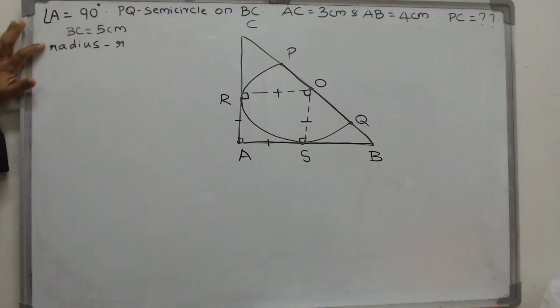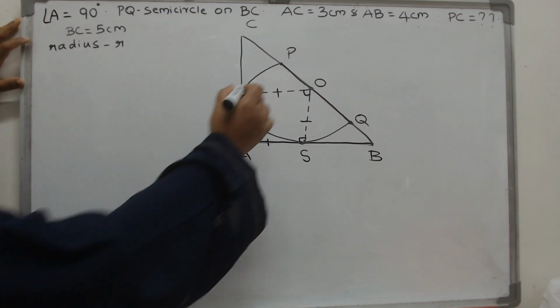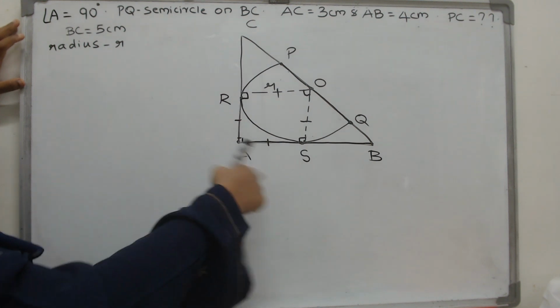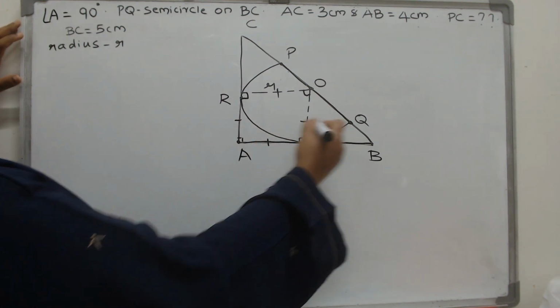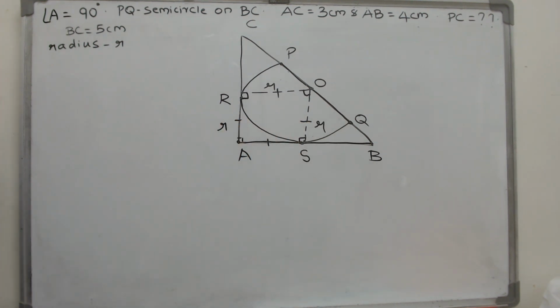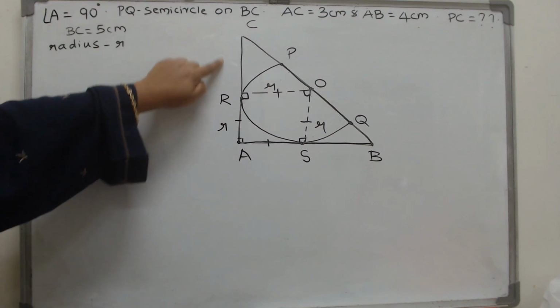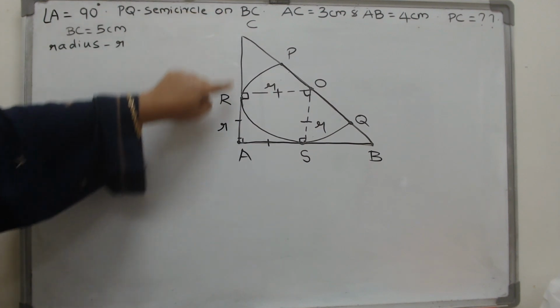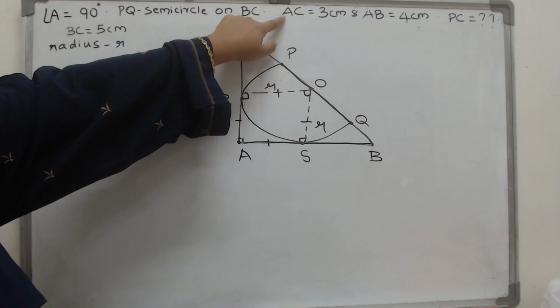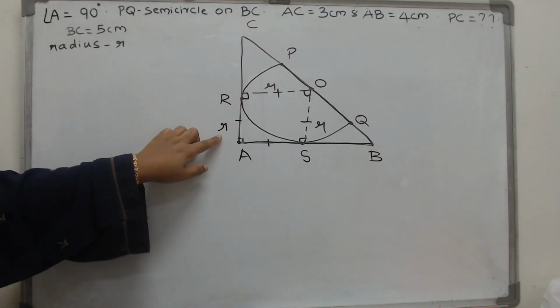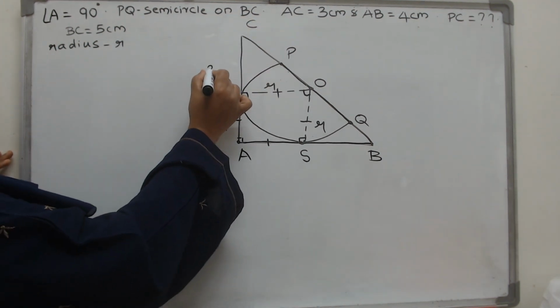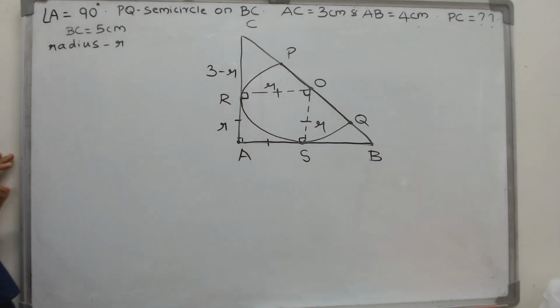Now let me take the radius as R. So here we have an R. All the 4 sides are going to be R, because we just now proved that ROSA is a square. Now if this much is R, what is going to be this measurement? The whole of this side AC is 3 centimeters. This much is R. Then that means here you have a 3 minus R.